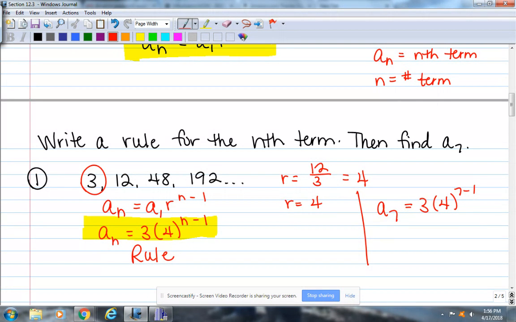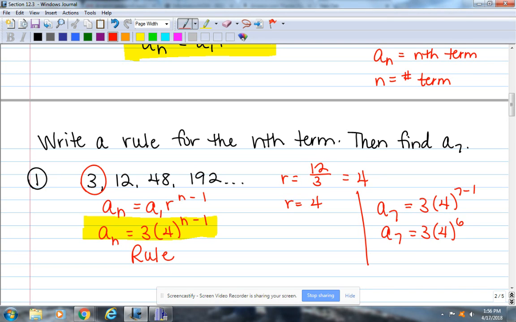All right, any questions on what I did there? I'd already written my rule, so I just substituted all my n's with 7s. And what is 7 minus 1? 6. So a sub 7 equals 3 times 4 to the 6th power. Now, order of operations matters. You do not say 3 times 4 equals 12, even though it does equal 12. But we don't do that. Exponents come before you multiply, right? Okay, so you're going to do 4 to the 6th power and then times 3.